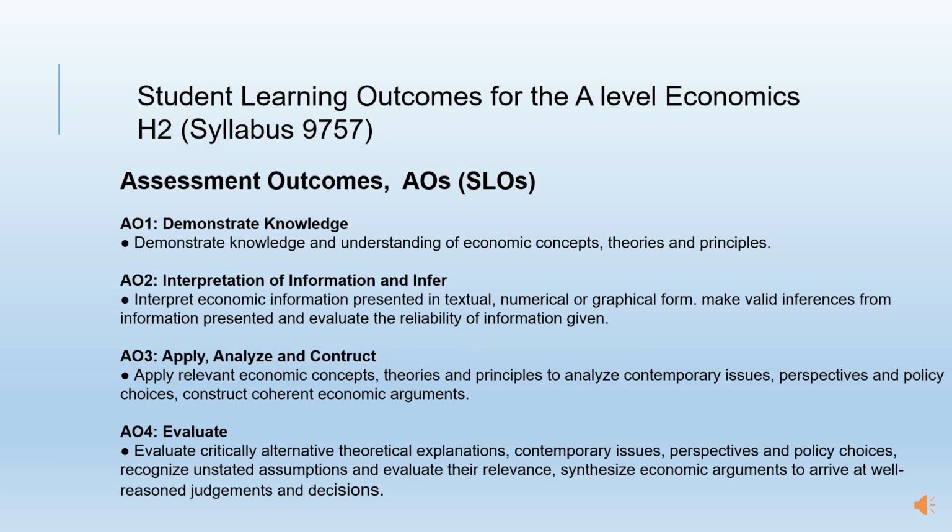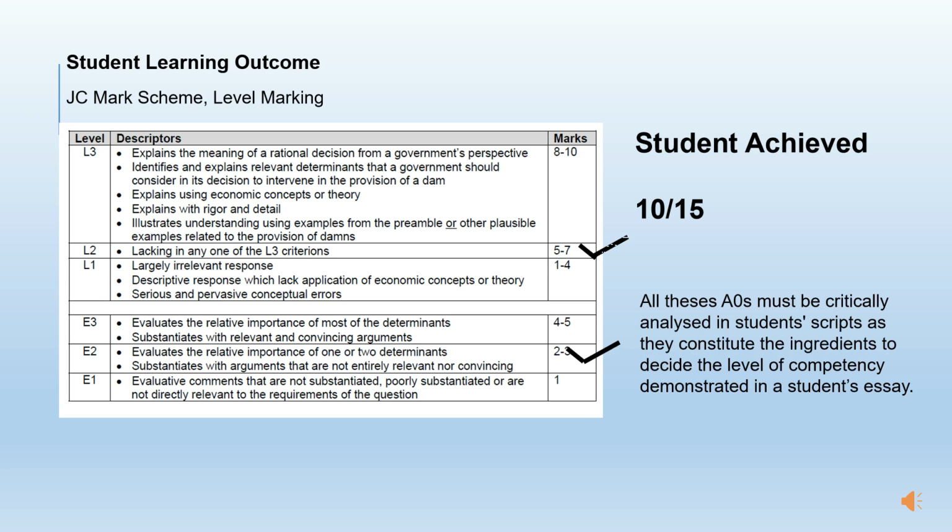Assessment of student outcomes must be one where students demonstrate skills that are visible, quantifiable, and accessible. These outcomes include the ability to demonstrate knowledge, AO1, interpret information and infer, AO2, apply, analyze, and construct, AO3, and evaluate, AO4. All these AOs must be critically analyzed in student scripts as they constitute the ingredients to decide the level of competency demonstrated in a student's essay.